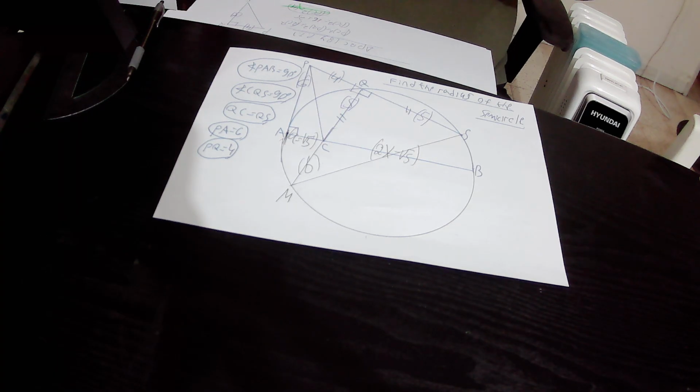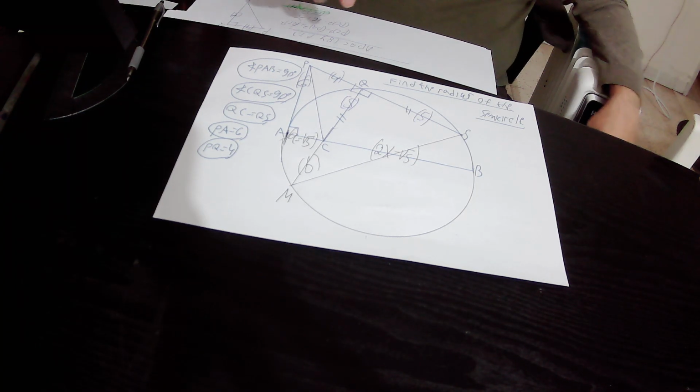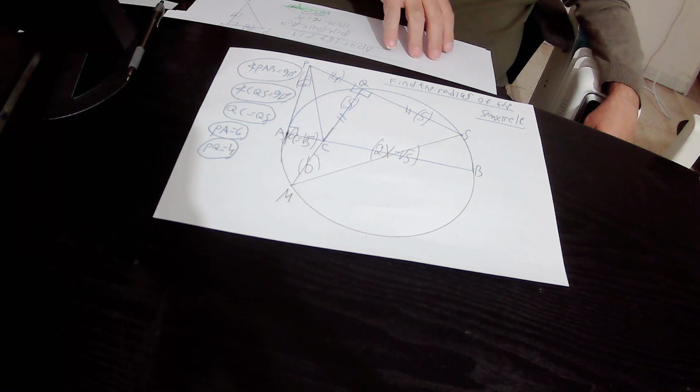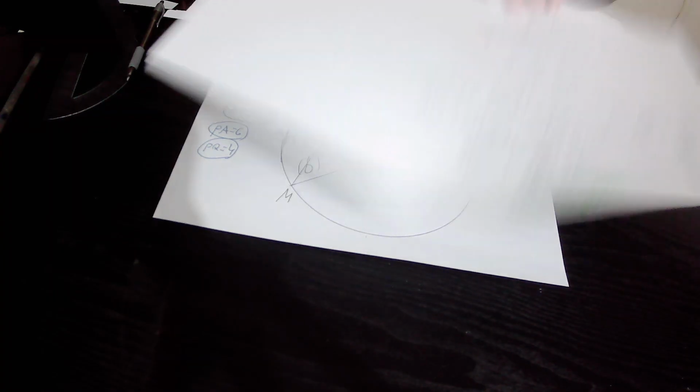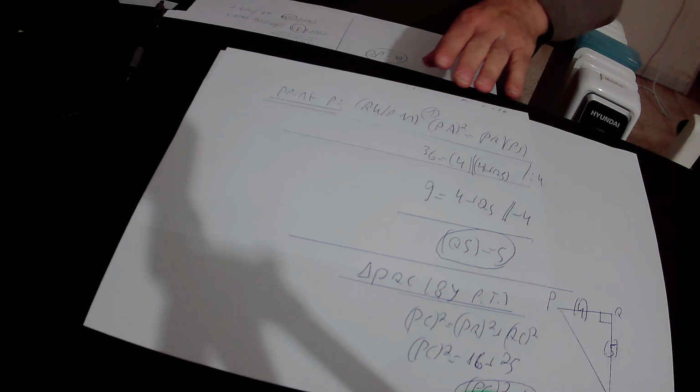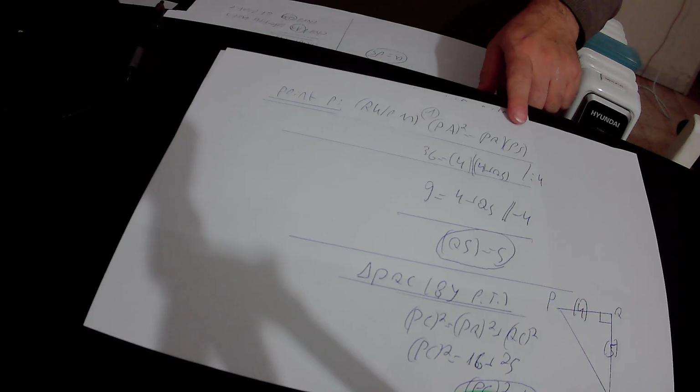Why? Because in our drawing, if you focus on point P, from point P we have tangent PA to the semicircle, and we also have line segment PS that cuts the semicircle at points Q and S. Therefore, we can implement rule number 10 here. According to rule number 10, PA square equals PQ times PS.